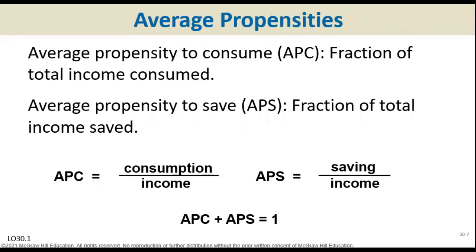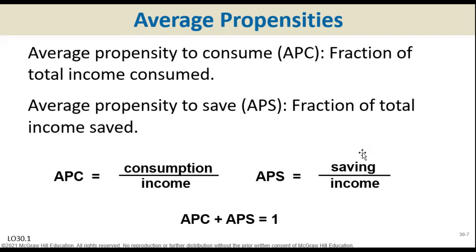So now let's talk about the average propensity. The first one is average propensity to consume, which is APC, the fraction, the percentage of your total income that is consumed. How you come up with it: APC is the consumption divided by the total income, right? And the average propensity to save, APS, is the fraction of the total income that is saved.